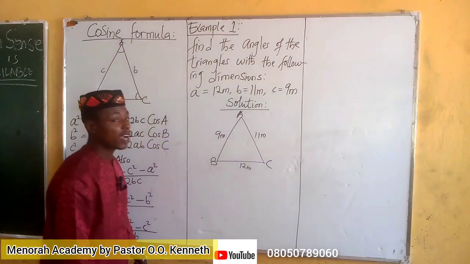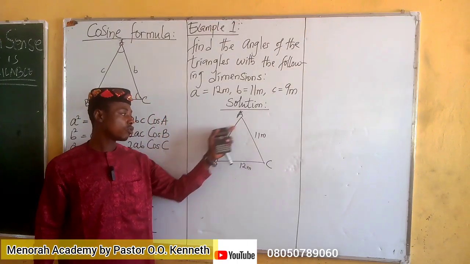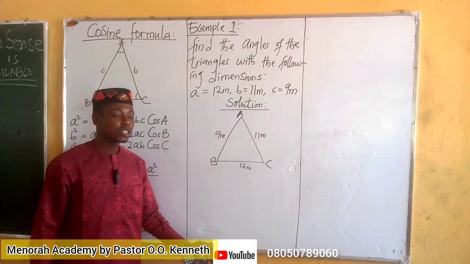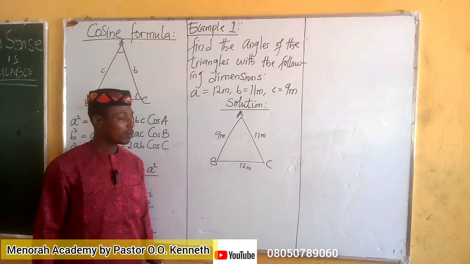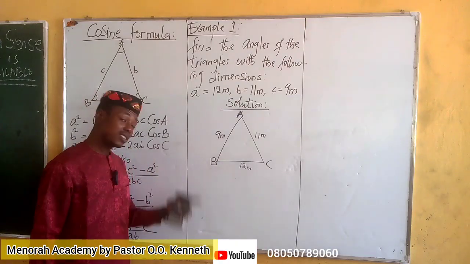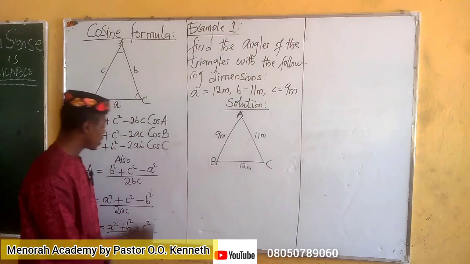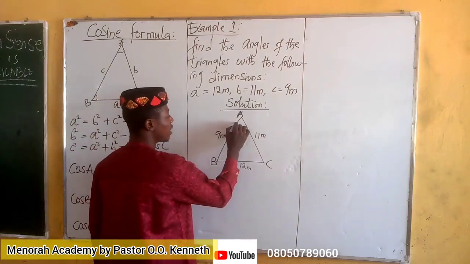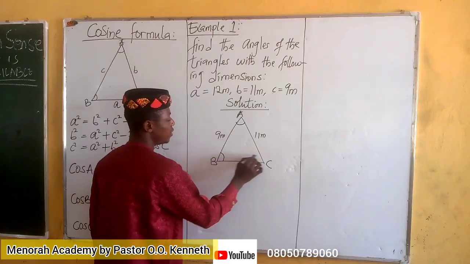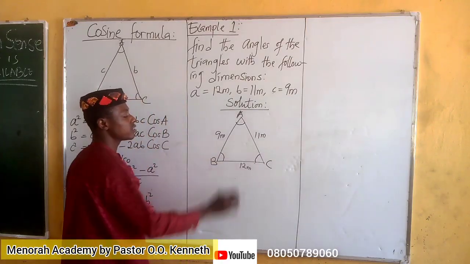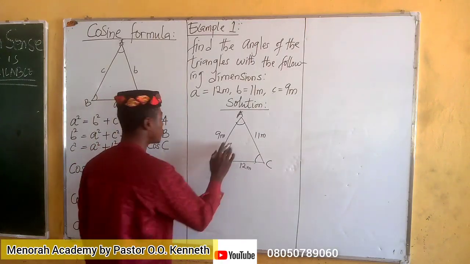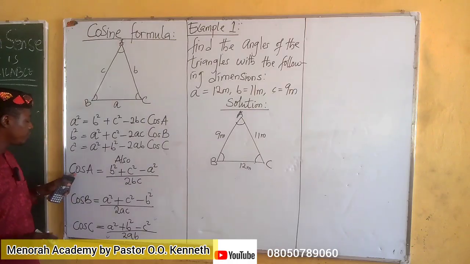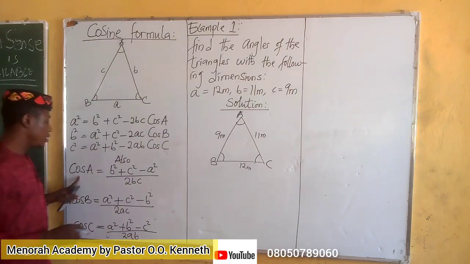See, the sine rule cannot work here because no angle is given. In the cosine rule, at least one angle must be given. Rather, the cosine rule can work perfectly here because they ask us to find the angles. All these angles, A, B, and C, are the angles they ask us to find. So let's start with angle A first. We can use this one.